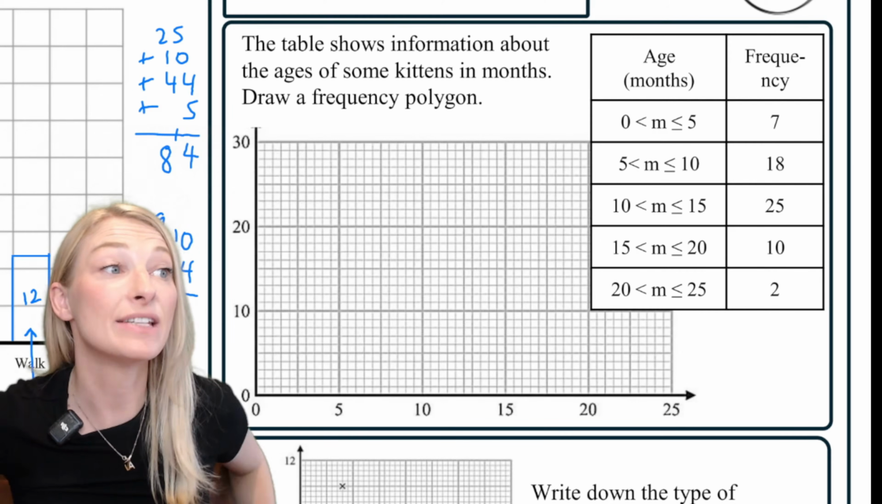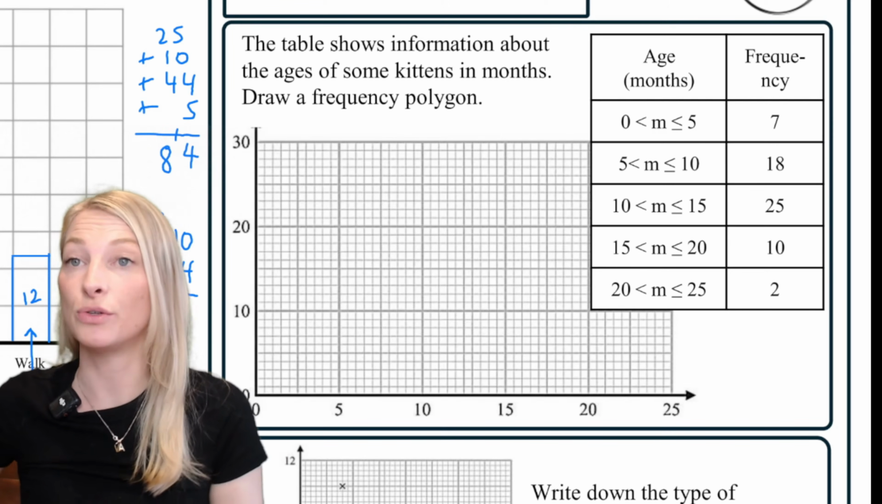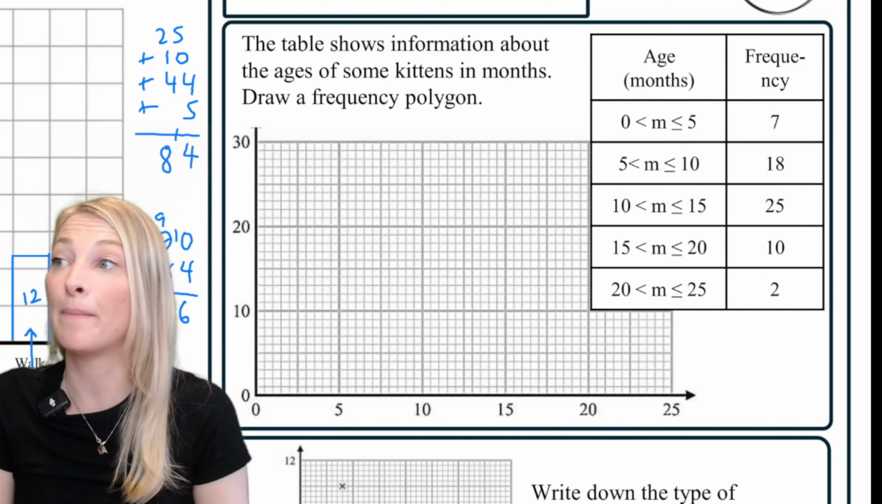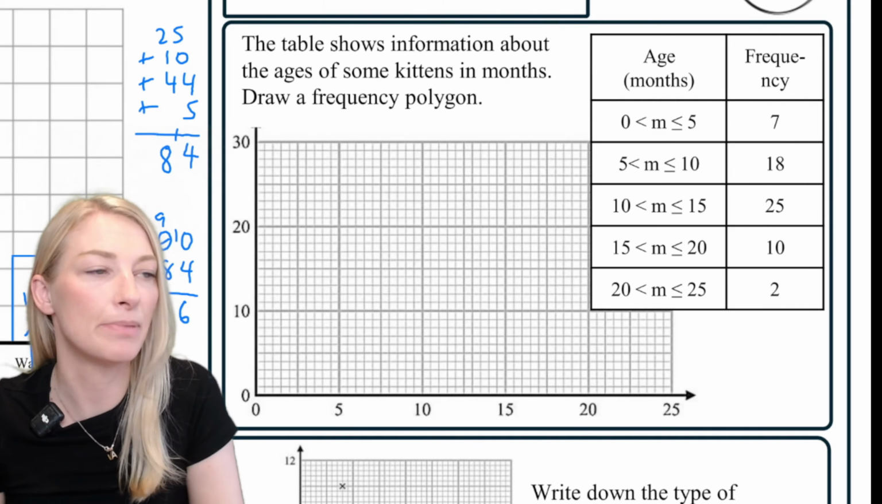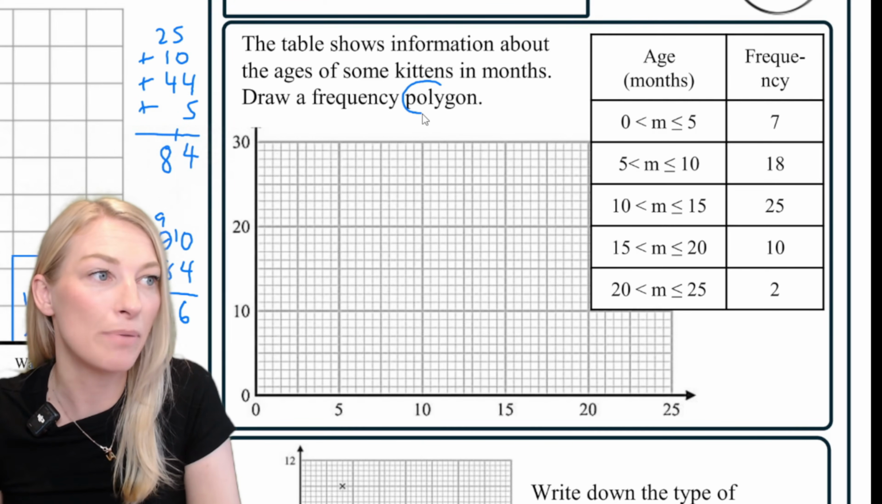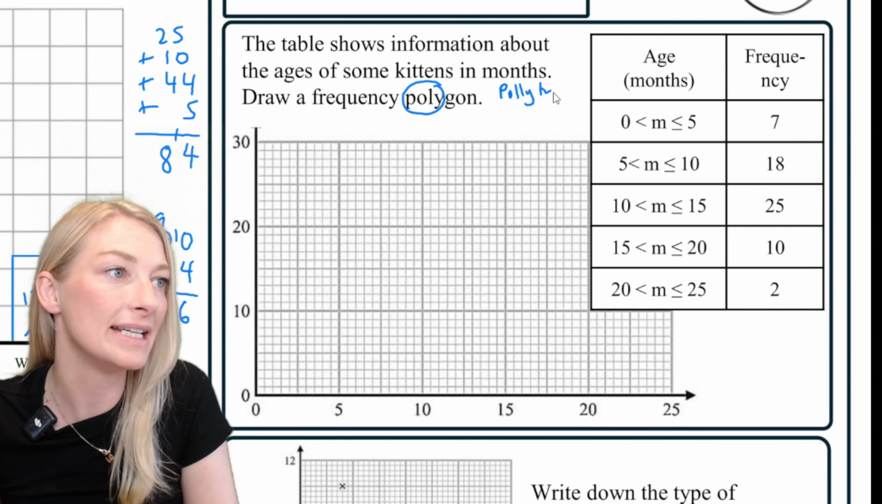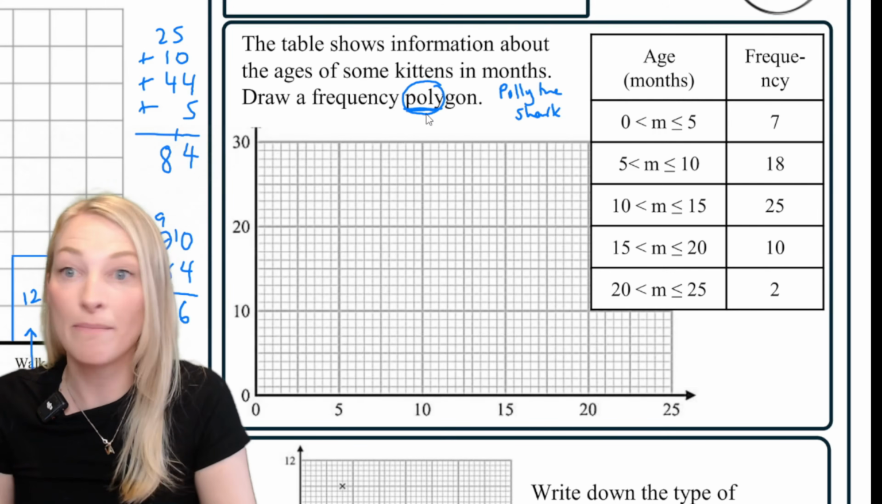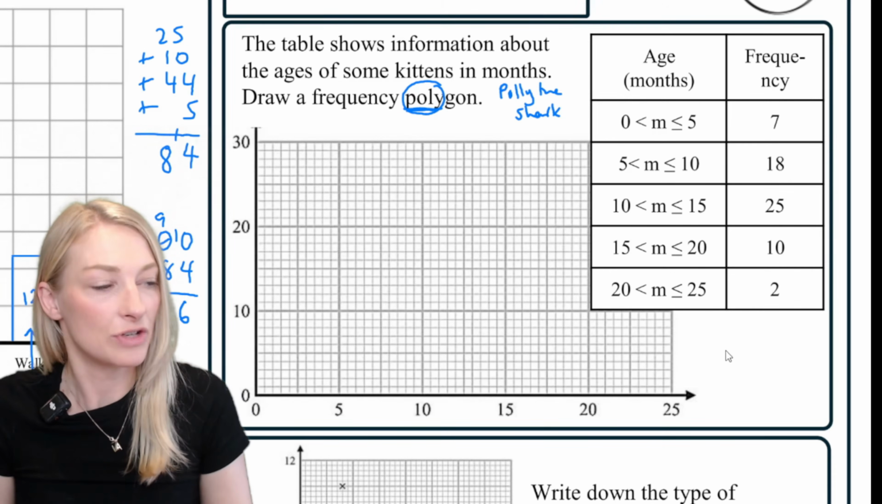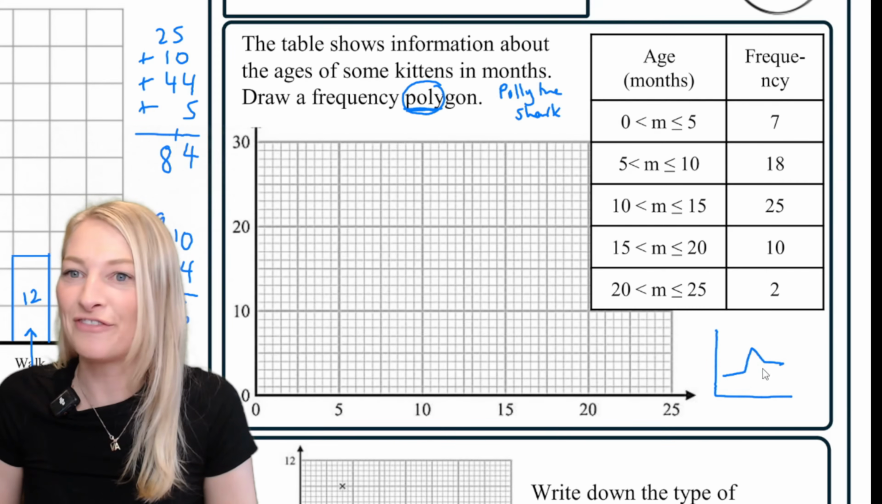Our next topic is frequency polygon. Now, a frequency polygon, normally students lose marks here because they will draw a bar chart. And we never ever want to see a bar chart here. Now, I have a really silly way of remembering this. I remember that Polly the shark lives in the middle of the ocean. That might seem really silly, but a lot of students say to me, oh, I saw frequency polygon and I remembered. The reason I call this Polly the shark is it kind of makes a shark fin shape like this.